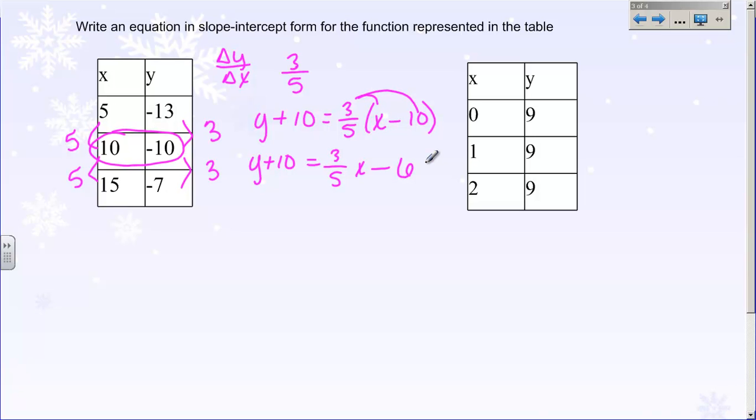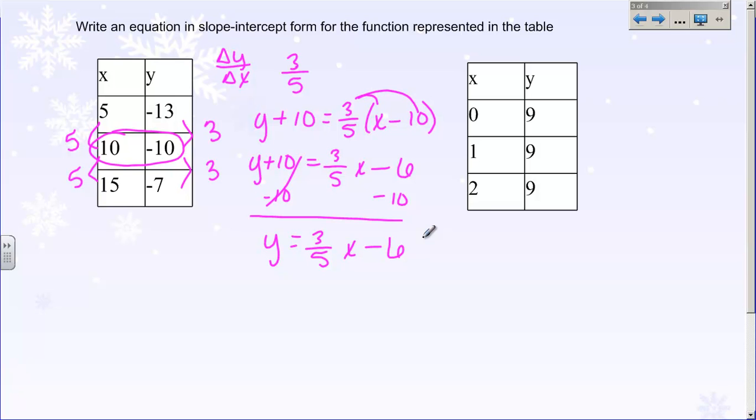And I want it in slope-intercept form. That means y by itself, so I'm going to subtract 10 from both sides. And the equation of my line is y equals 3/5 x minus 6. So there's my equation. Nothing new really happened. I found the slope from a table. I plugged it into that same formula I've been using.